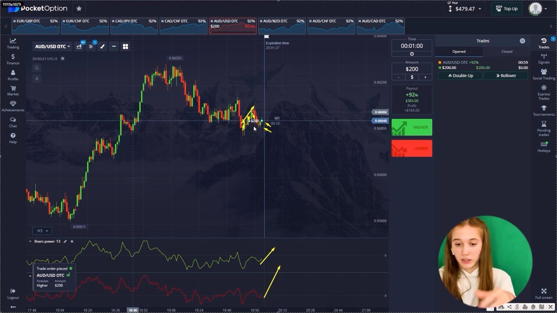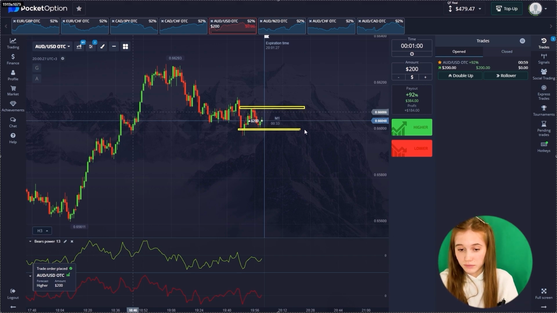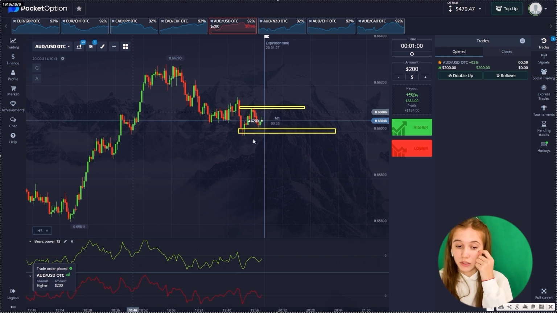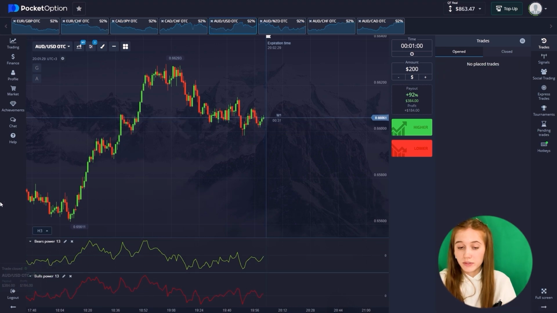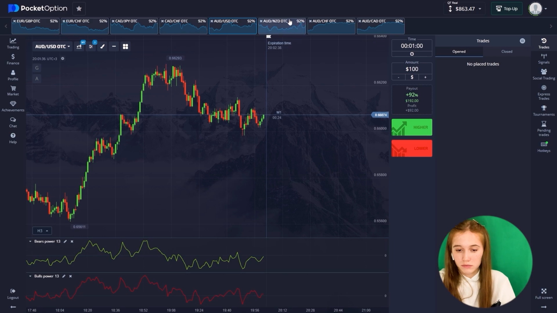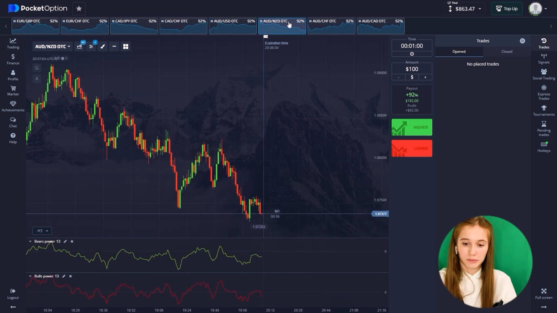So next we'll look at the situation in general. That is, in the general situation, we'll move towards this resistance area from the support area. Let's get a look. We see that this deal was successful, plus profit. Let's move on to the next concept. Here we are.